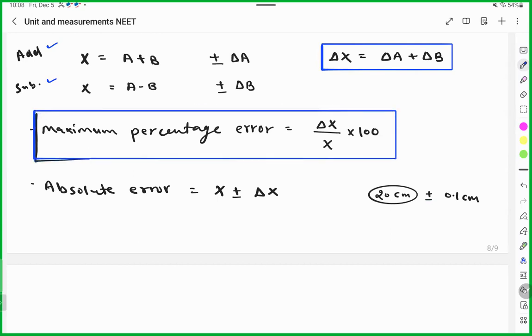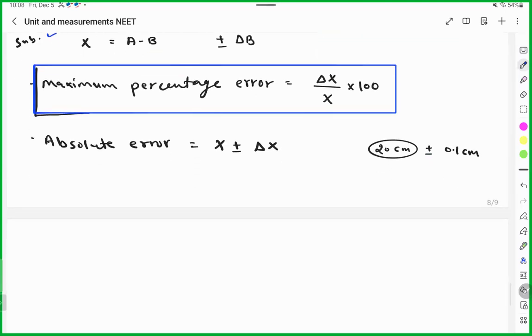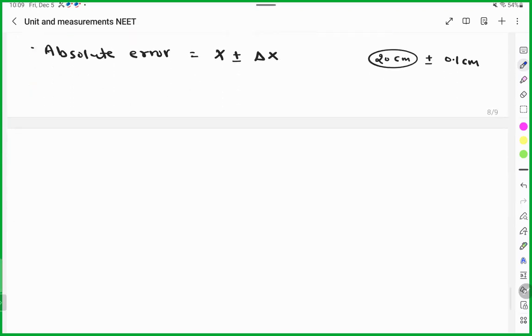Okay. So percentage error, remember, is the relative error multiplied by 100. Sometimes people say percentage error and take delta x into 100. This is wrong. You take percentage error with respect to the relative error. Understood? This part is done.